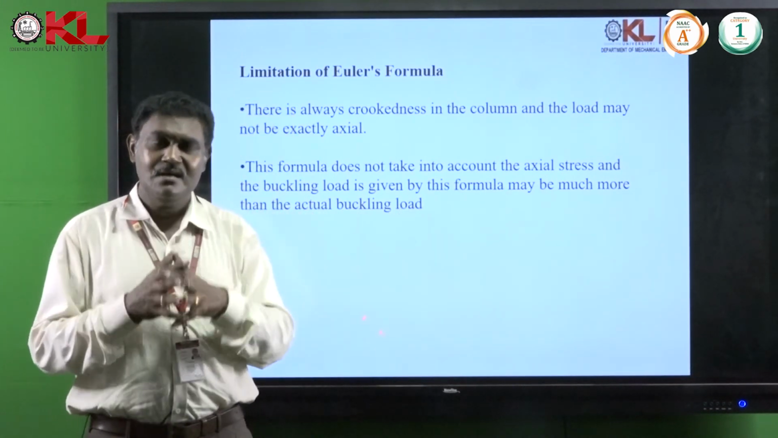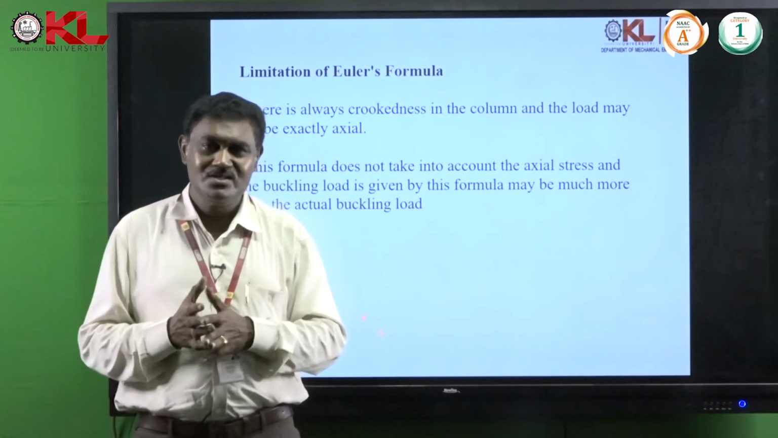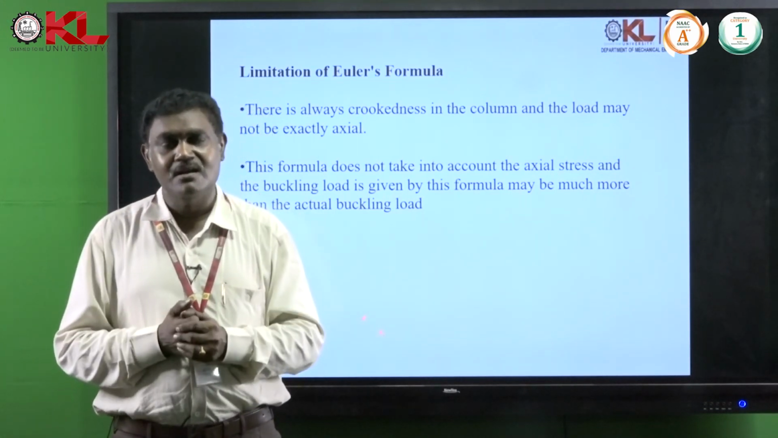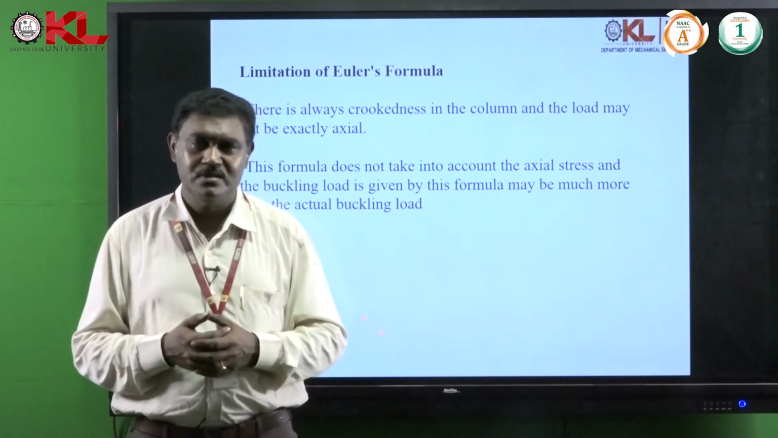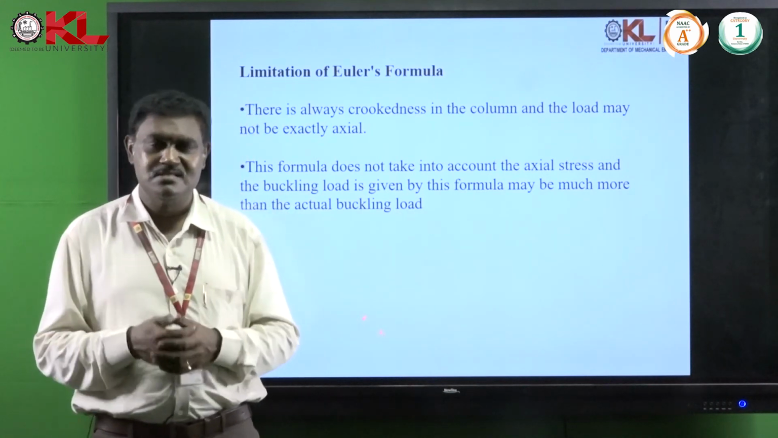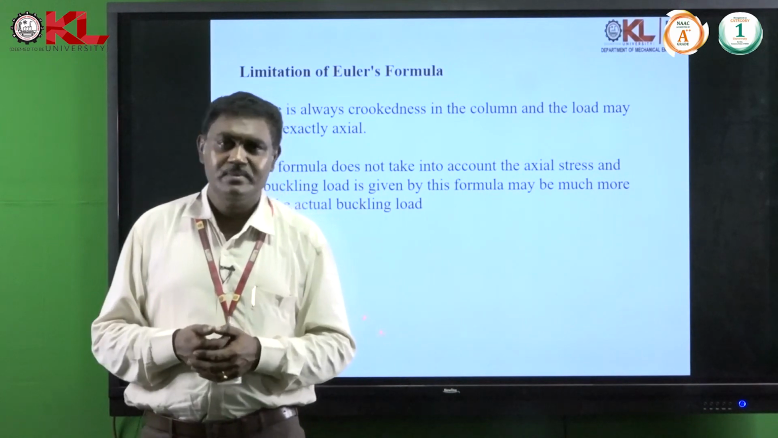I hope all of you understood Euler's theorem and how it is applied to columns. With this we will close today's session. We will move to the next topic in the next session.